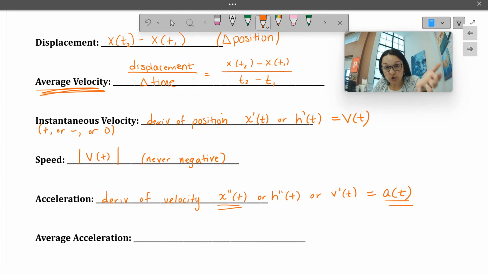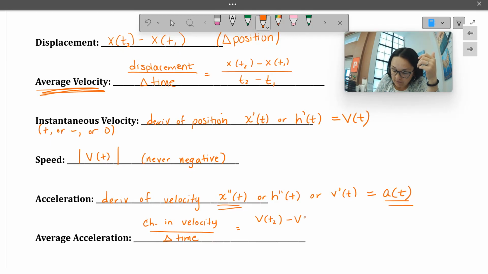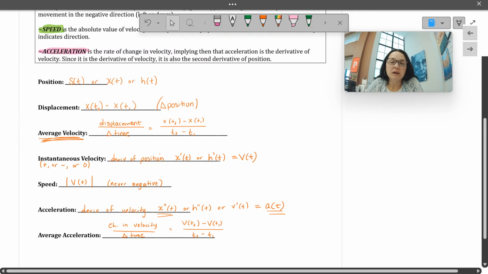Average acceleration is kind of like average velocity. Average acceleration is the change in velocity over the change in time. Just like average velocity was the change of displacement over time, average acceleration is just delta velocity over delta time, which would be like v(t2) minus v(t1) over t2 minus t1. Okay? Now, if you're thinking, oh my gosh, I have to memorize all this, I mean, yeah, but we're going to use it so often, it's just going to stick in your brain anyway.